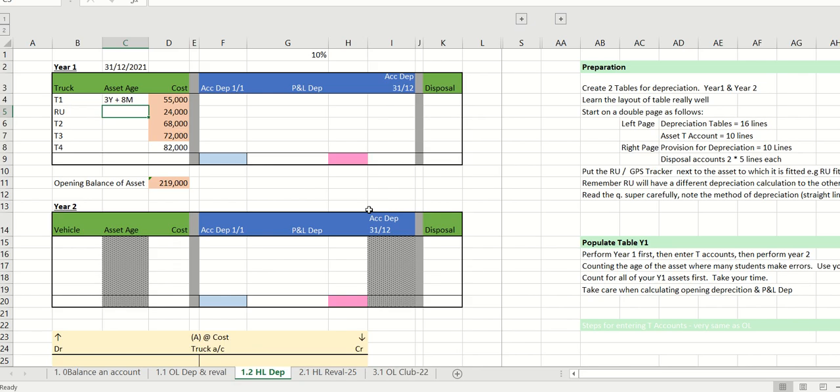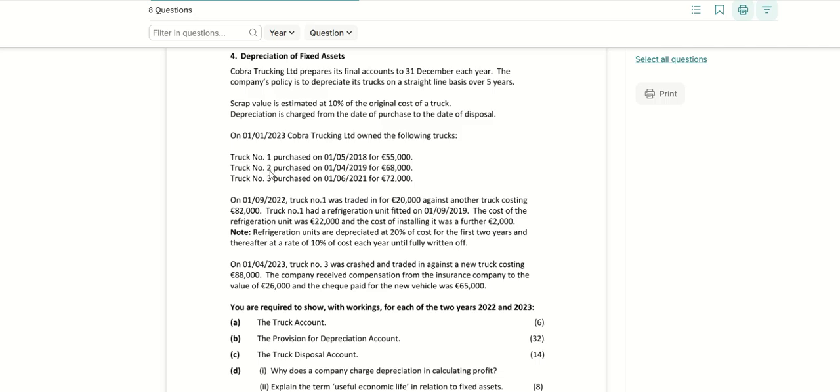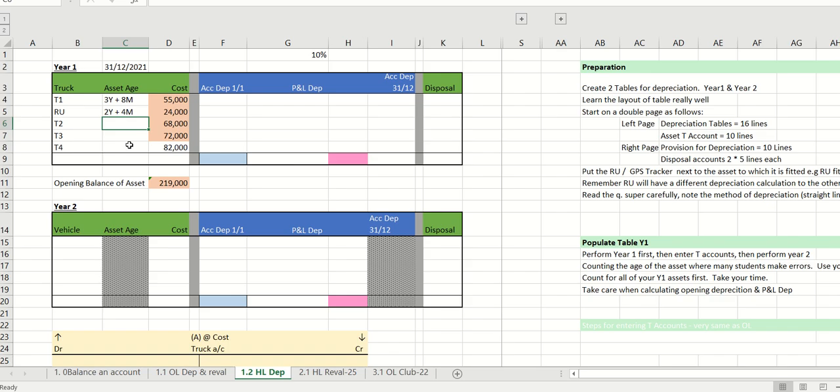Yeah. So that's 2 years and 4 months. Okay. Truck number 2. We bought it on the 1st to the 4th. So we had it for 4, 5, 6, 7, 8, 9, 10, 11, 12. We had it for 9 months. I am counting it with my fingers. Okay. And then we also had it for 2 years, 2020 and 2021. So 2 years and 9 months.